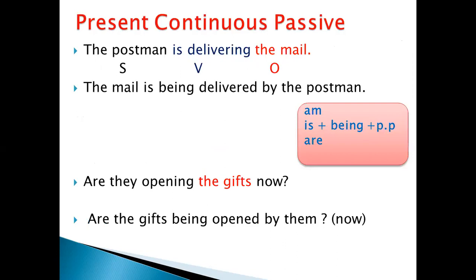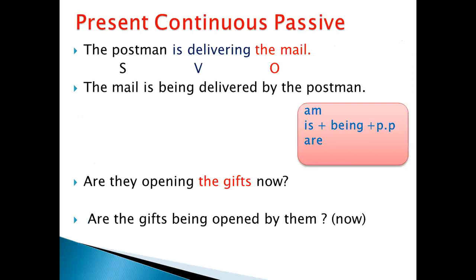What is the form of the present continuous in the passive? As you see, the sentence is: the postman is delivering the mail. SVO, who can say what they are? They are abbreviations for what? S for subject, this is the first step. V for verb, O for object.